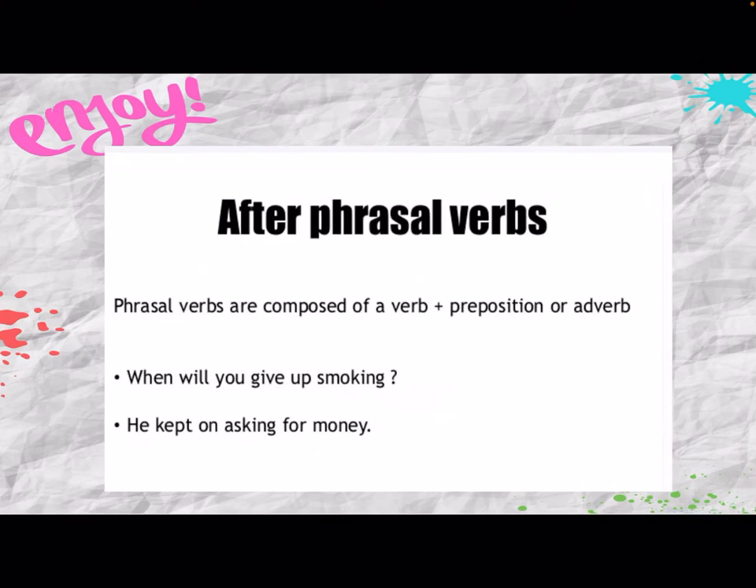Gerund comes after phrasal verbs. Phrasal verbs are composed of a verb plus preposition or an adverb. So, for example, when will you give up smoking? So, give up is the phrasal verb and smoking is the gerund. He kept on asking for money. Asking is the gerund, okay, and before it came the word kept on, which is a phrasal verb.